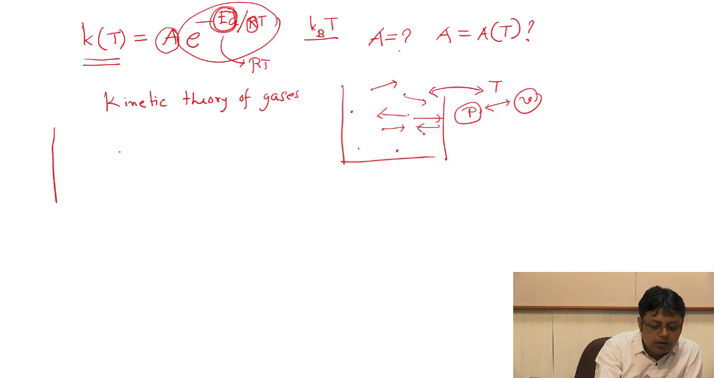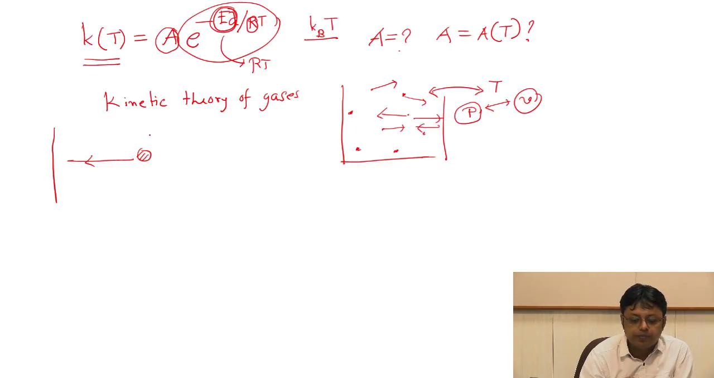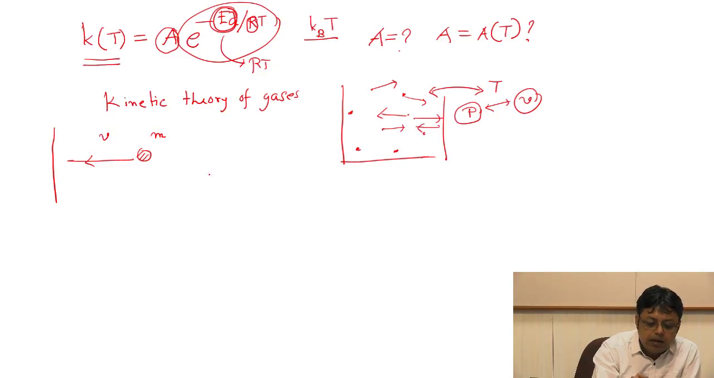Now suppose we have a wall and a molecule is coming in this direction. Although I'm drawing the molecule like this, strictly speaking, in the kinetic theory of gases, particularly for ideal gases, the molecules are considered point masses, so they do not have any dimension, but they have some mass. Say that mass is m, and suppose this is the x-axis.